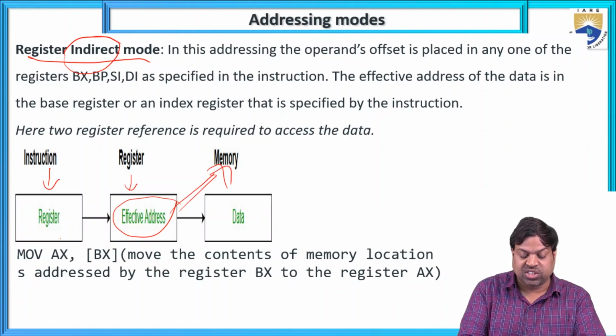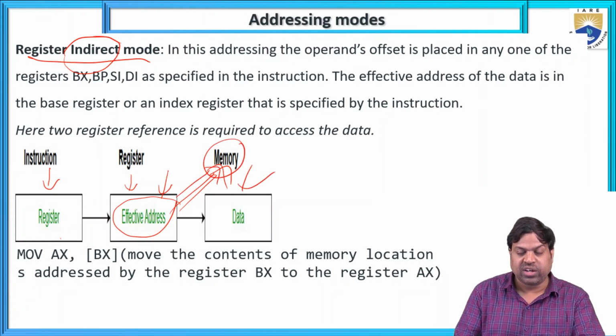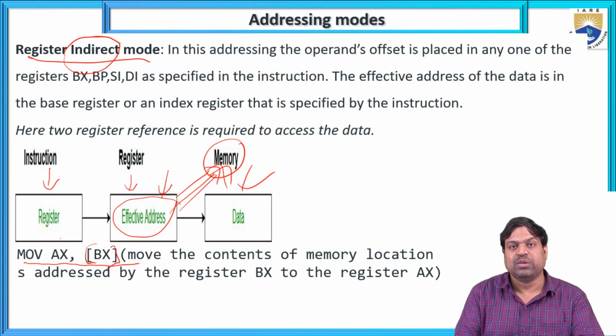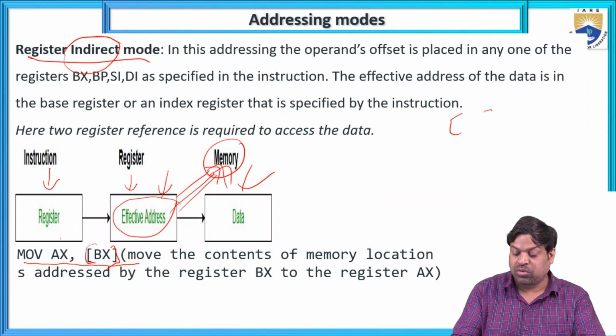So instruction, register, and in that register the address is there. The address is defining the memory, and in the memory the data will be stored. What is the instruction for this? One example: MOV AX, [BX]. The brackets mean I'm specifying the address. That is called indirect. When I'm doing this, that means the indirect addressing mode.